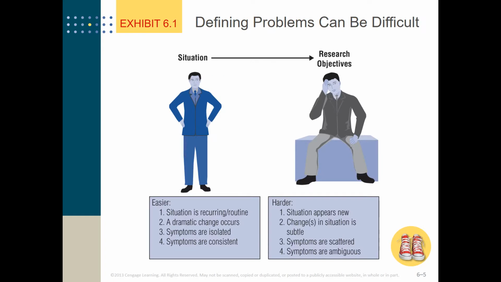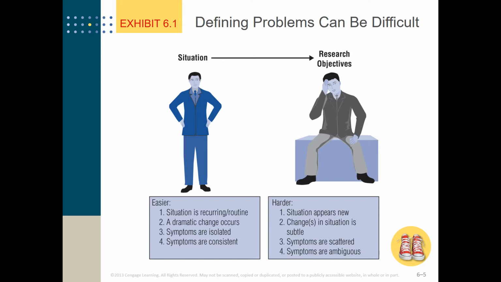Now, apparently we might think that defining a problem is easy. However, that may not be the case all the time. Whether a problem definition is easy or difficult depends on some factors. For example, if the situation is recurring or the situation is a new one, if there is a dramatic change or the change is taking place over a long period of time, if there are isolated symptoms or scattered symptoms, if there are consistent symptoms or ambiguous symptoms.